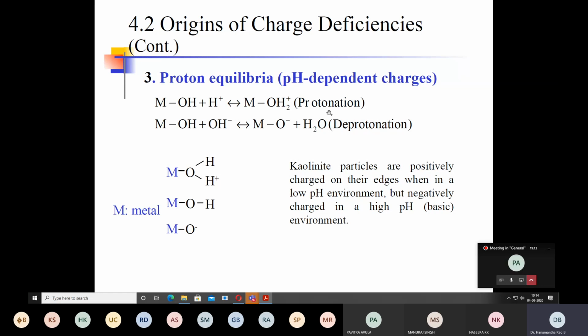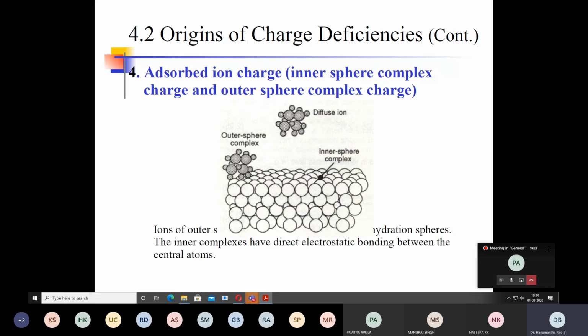So this is again purely something to do with the exchange of your neutrons, protons or electrons, all those things. Then another phenomenon which causes the charge deficiency is adsorbed ion charge. So here you can see from this picture. This is maybe one soil particle, and these are some kind of cations which have been adsorbed onto the surface. When they adsorb, they can simply stay on the surface, or they can ingress into the material itself.